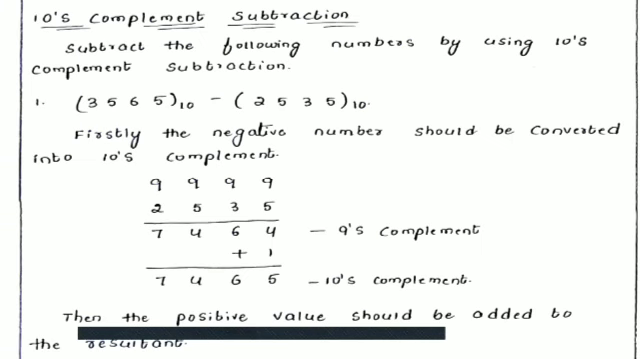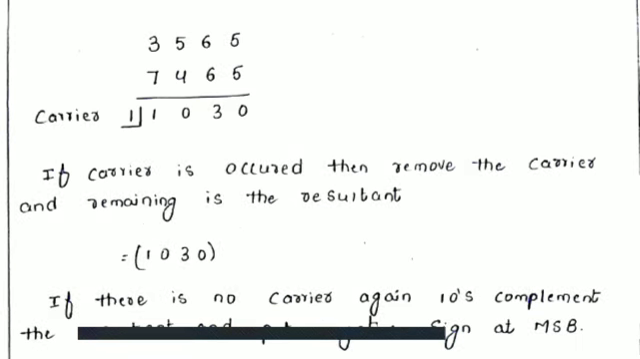After that, 10's complement subtraction. For this 10's complement subtraction, we need to take the 9's complement first for the subtrahend. After that, we need to add 1 to the LSB of the 9's complement value, which results in the 10's complement value. So the 10's complement number is 6435. This 10's complement value we need to add to the minuend, 3565. So if we add, what happens?